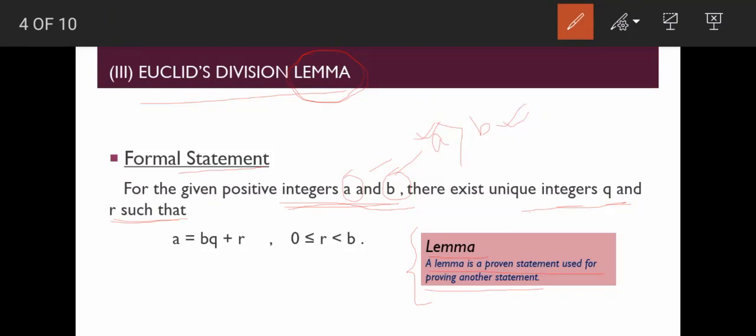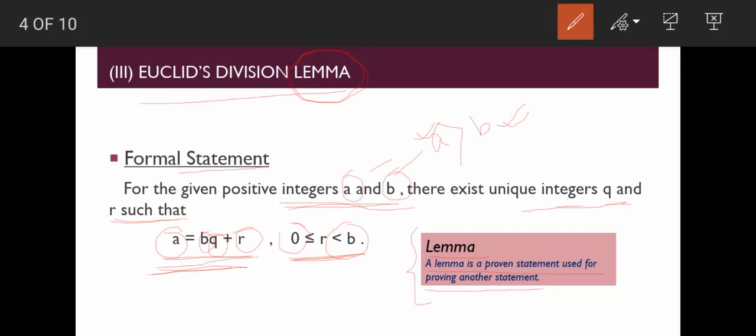So there exist unique integers q and r such that a is equal to bq plus r, where a is the dividend, b is the divisor, q is the quotient and r is the remainder. This is nothing but the restatement of the division algorithm. But one condition is to be followed here: the remainder is greater than or equal to 0, but it must always be less than b.